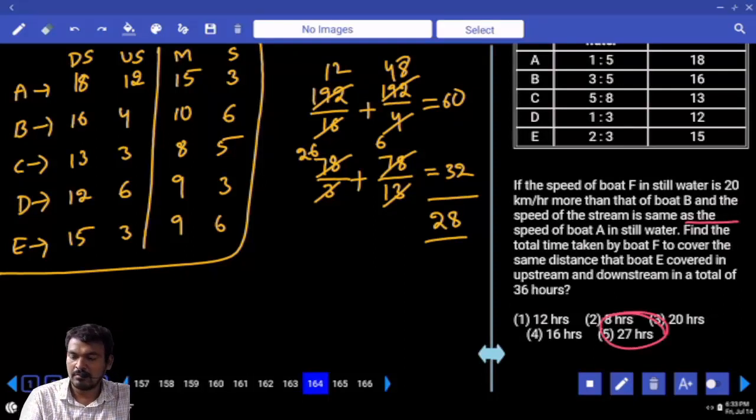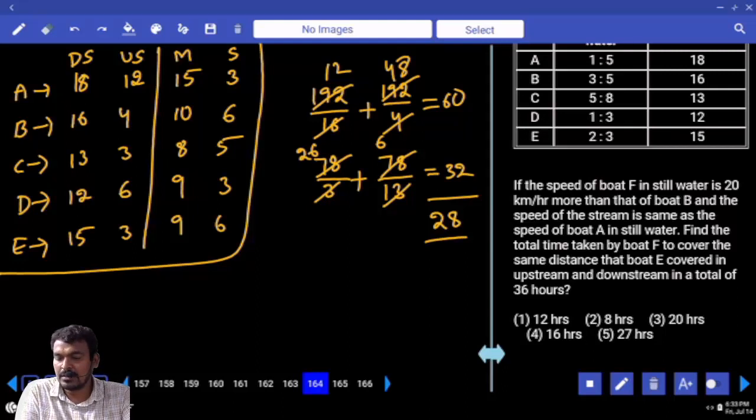Next question number 164. If the speed of the boat F in still water is 20 km per hour more than the boat B, and the speed of the stream is same as the speed of the boat A in still water, find the total time taken by boat F to cover the same distance that E covered in upstream and downstream in a total of 36 hours.